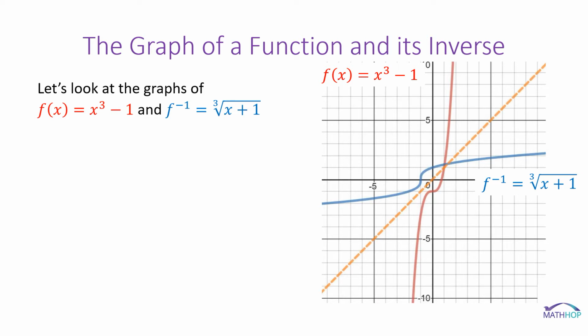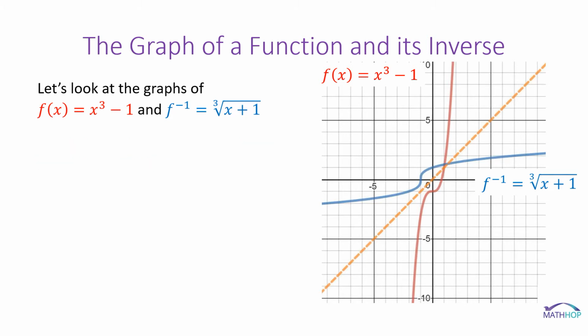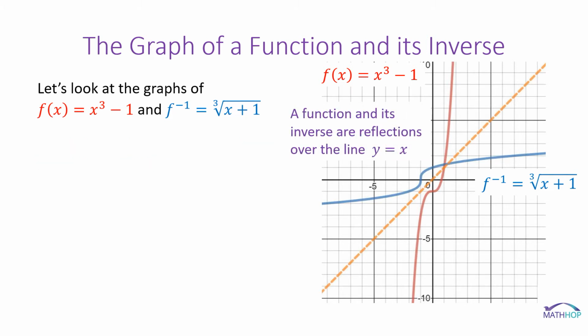And there's another line there. And that line is to help show the relationship between these two functions. This line right here is the y equals x line. And these two graphs are reflected over the line y equals x. Okay, so let's see why. A function and its inverse are reflections over that line y equals x. But why? Well, let's think about what y equals x really means.